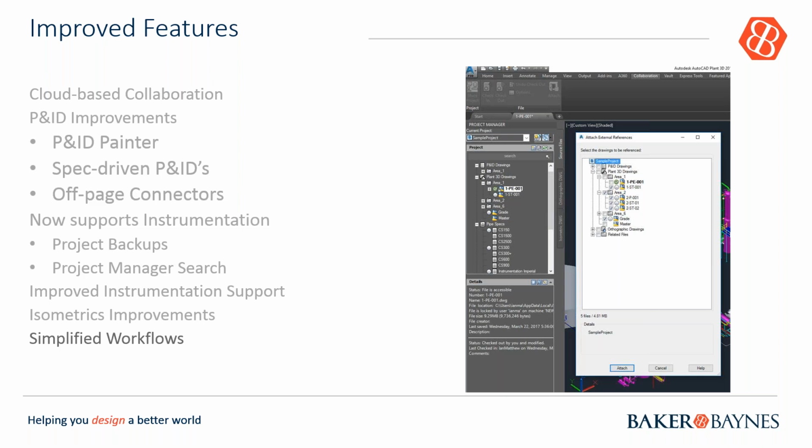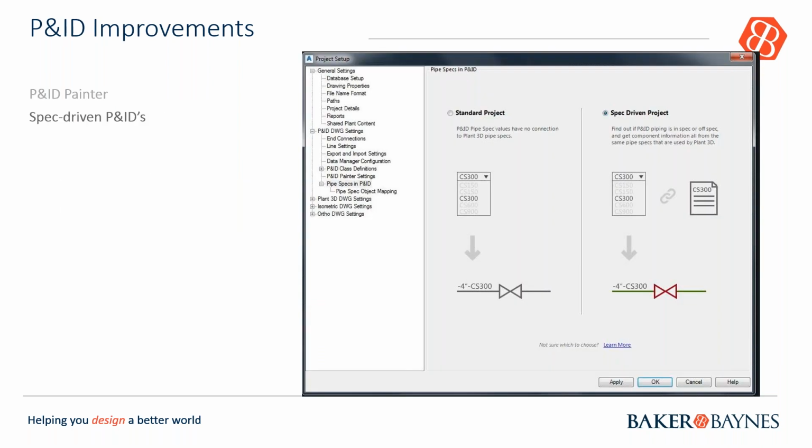If you right click on a drawing that's in the project manager, you have a lot more options to work off. And these are some of the improvements that have been added into the function. One of them is the P&ID Painter.